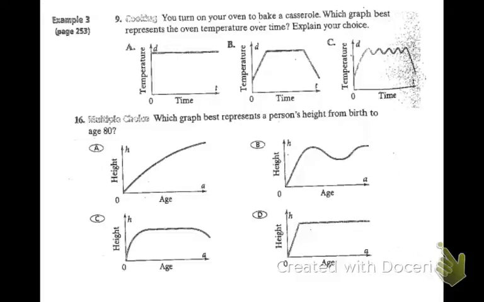So for example 3, practicing that, you turn on your oven to bake a casserole. Which graph best represents the oven temperature over time? Do you think that the temperature heats up and stays the same? Does it increase, stay the same, and then decrease? Or does it increase steadily and then alternate between cooling and warming during the cooking cycle?